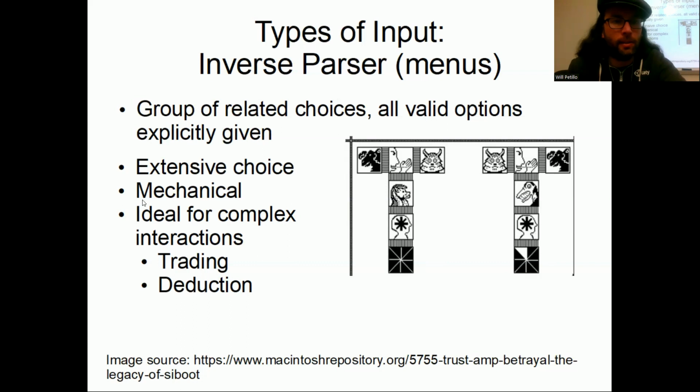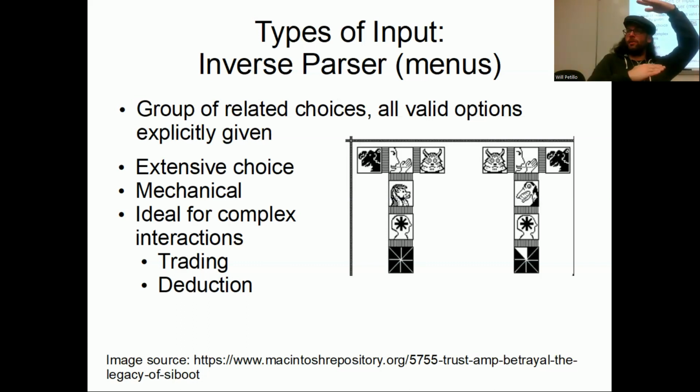The downside for it is, well, one, you kind of have to learn what everything is if it's using pictorial. But more deeply, it has a very mechanical kind of feel to it, which makes it ideal for complicated interactions like trading, which is what's happening here. You can also use it for deduction. I can't think of any good examples of it, but I can imagine this would work really well for detective games, where you're trying to guess what the solution to the mystery is. And there's a problem if you just give a set of options, because then the players can figure it out by context or just guessing.